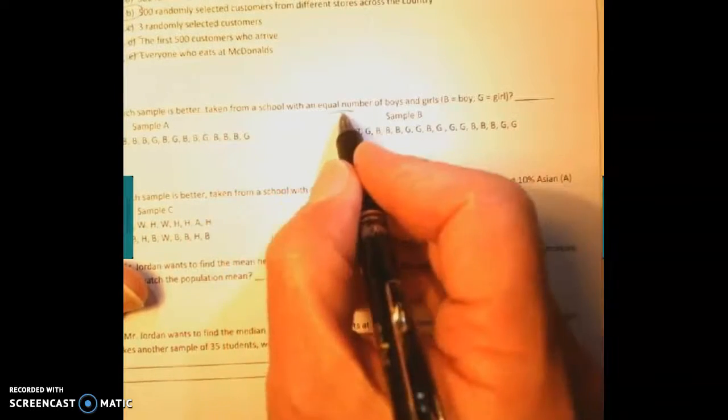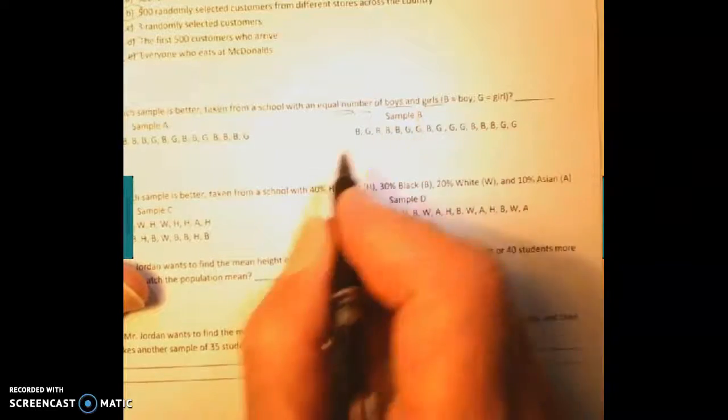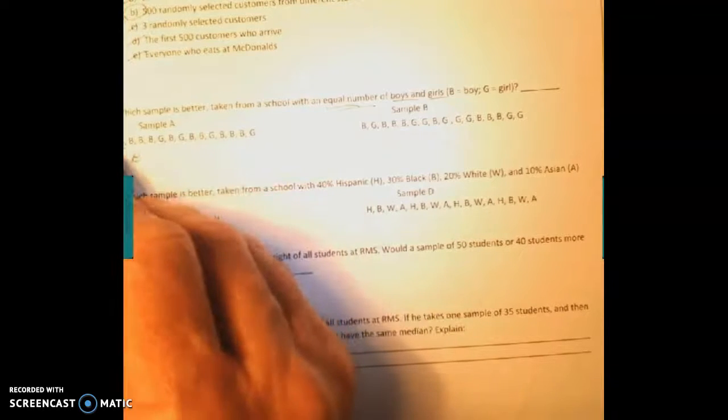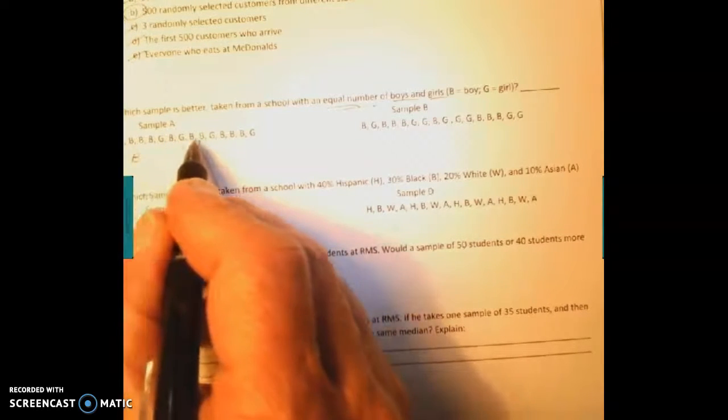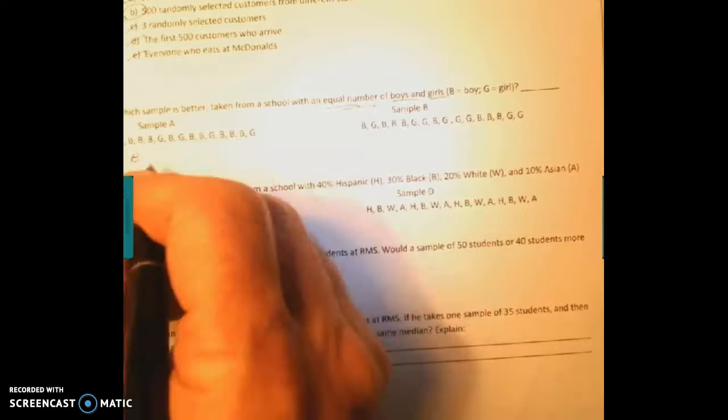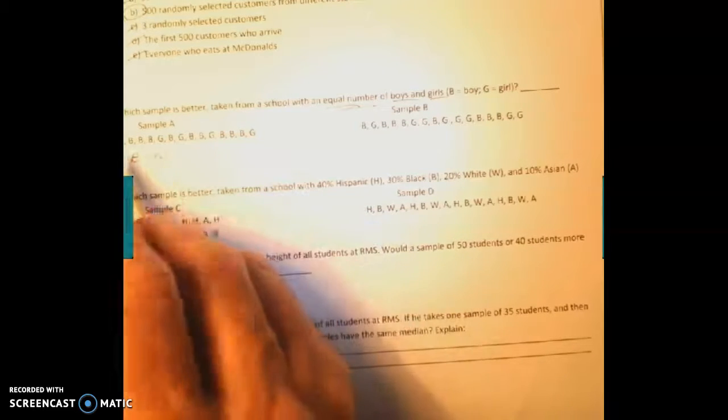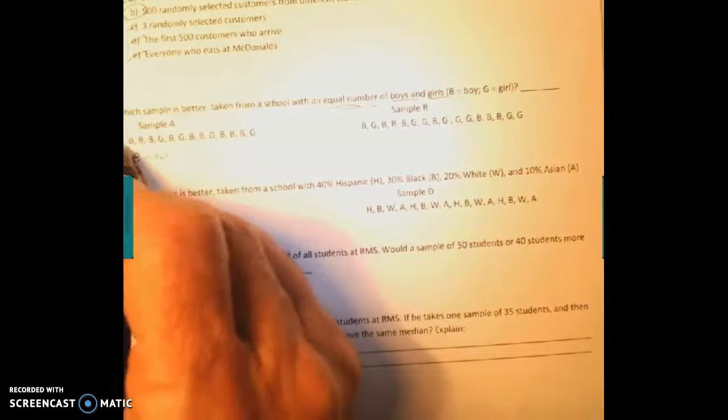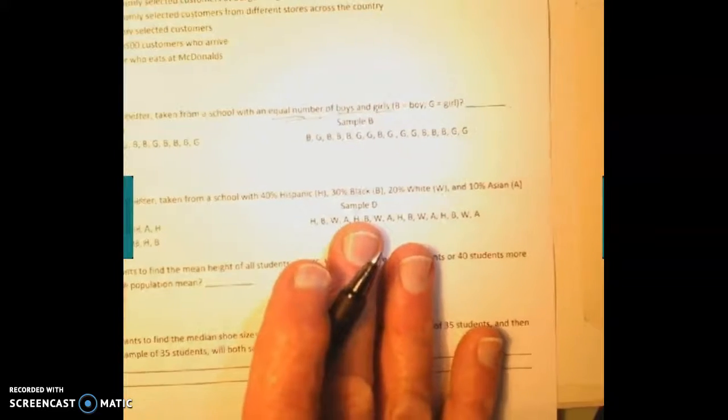Which sample is better, taken from a school with an equal number of boys and girls? Okay, this sample, the boys, there'd be 1, 2, 3, 4, 5, 6, 7, 8, 9. There'd be 10 boys. And then the girls, 1, 2, 3, 4, 5. There are only 5 girls. That's not representative of the whole population.